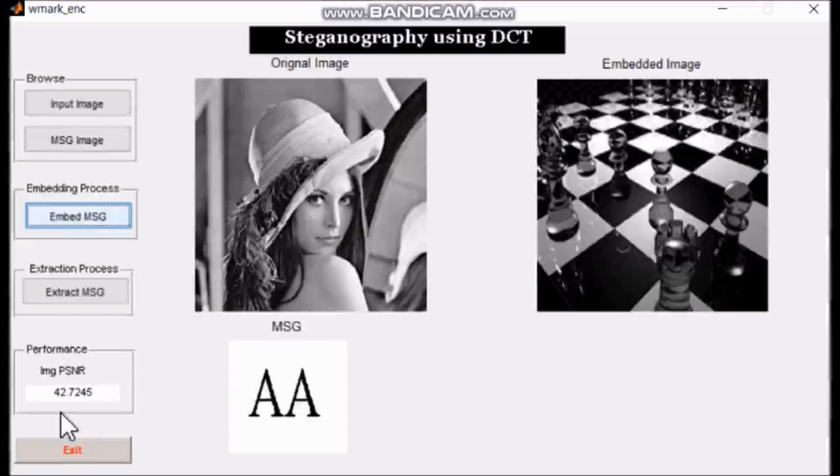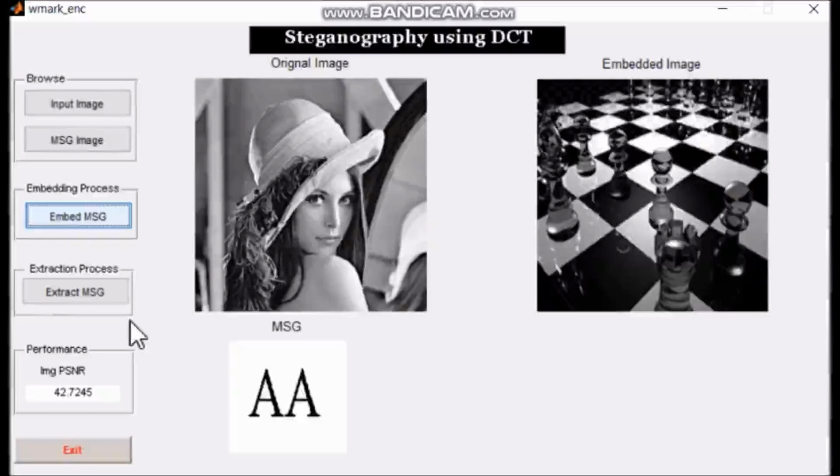In DCT, when the signal is discrete, the PSNR ratio is calculated when the message is embedded and not calculated when the message is extracted. This is because pixels get distorted with respect to the PSNR ratio. We will get the PSNR ratio quite low here.